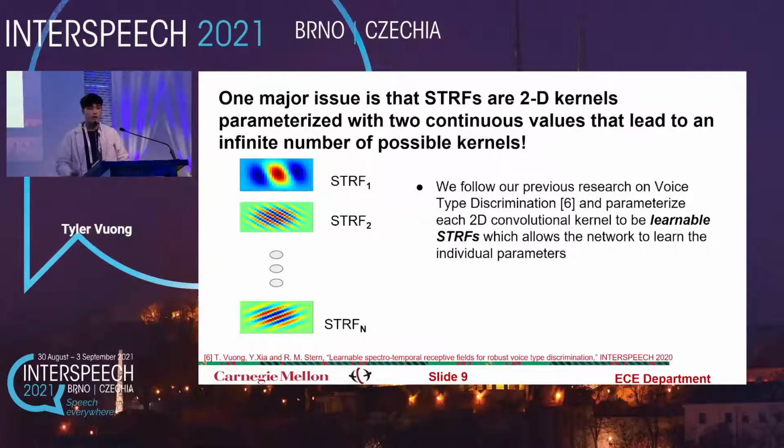But now that we have deep learning and neural networks, rather than choosing beforehand which 60 kernels to use for every single task in the future, we just parameterize the first layer of a neural network to be these STRF kernels, and now the neural network is just adapting the rates and scales parameters for the specific tasks, so you don't have to choose the parameters beforehand. And this idea has been applied to voice type discrimination.